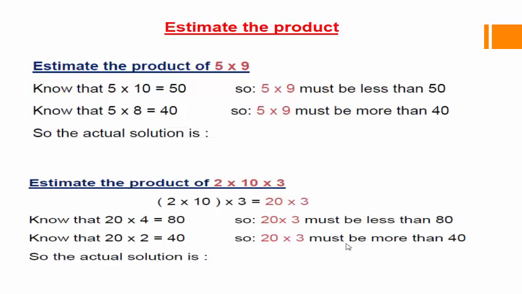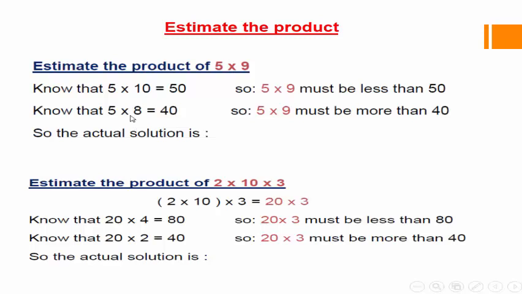Okay, so we will take 5 times 10. You know that 5 times 10 is equal to 50, right? So 5 times 9 must be less than 50. Why? Because 9 is less than 10. So the product of 5 times 9 must be less than 50.